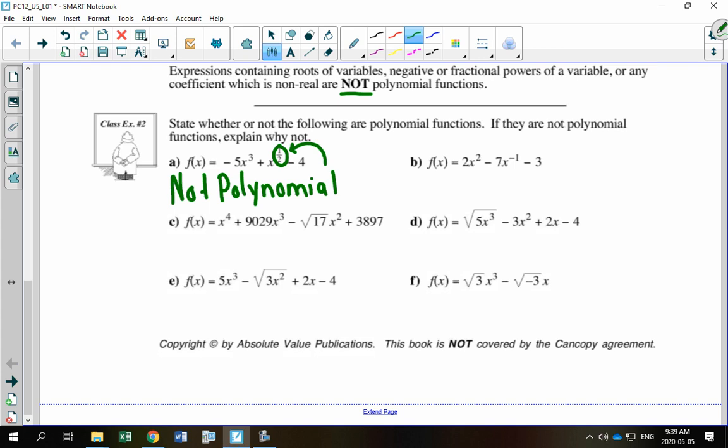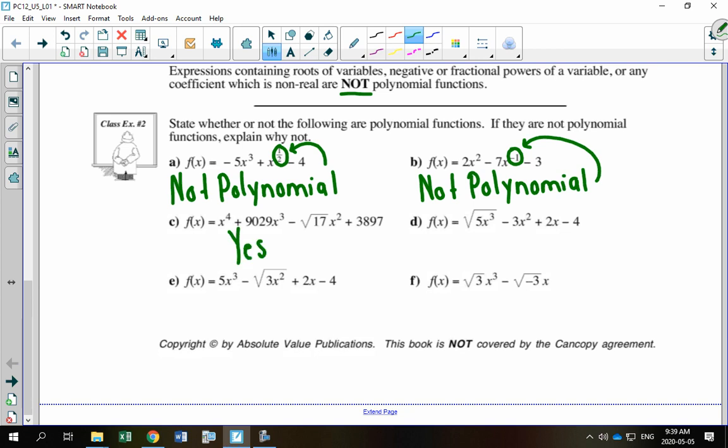And the reason is because of this exponent here. For b, the coefficients are fine, then we look at the exponents. We notice here we have a negative exponent, so they have to be whole number exponents. So again, this is not a polynomial, just simply because of that exponent. Okay, then if we take a look at C, our exponents are all good, our coefficients are good, so yes, this would be a polynomial.